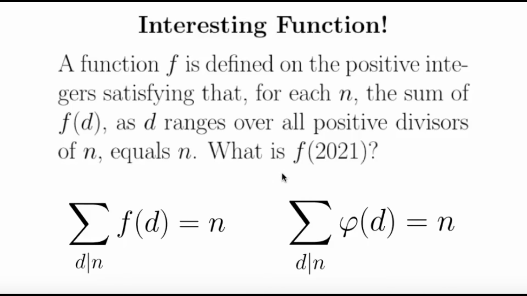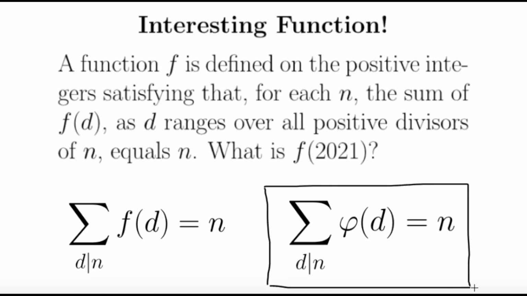As a bonus, we actually know what the function is. Note the property over here: we have the sum of phi of d for all d that divides n. Phi of d is Euler's totient function. So the sum of phi of d, as d ranges over the positive divisors of n, equals n. So we actually have f of d to be exactly phi of d.